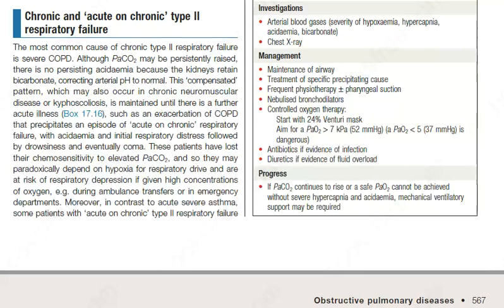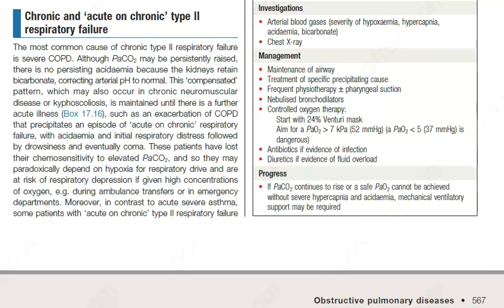These patients have lost their chemosensitivity to elevated partial pressure of arterial carbon dioxide, and so they may paradoxically depend on hypoxia for respiratory drive, and are at risk of respiratory depression if given high concentrations of oxygen, for example during ambulance transfers or in emergency departments.